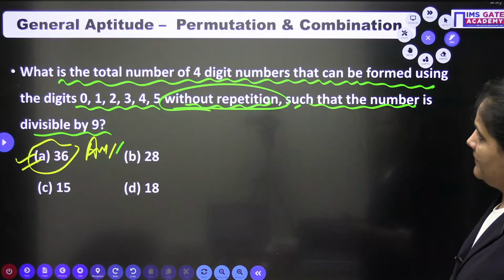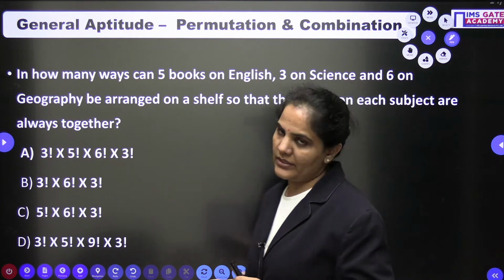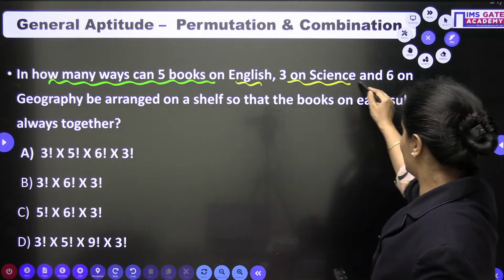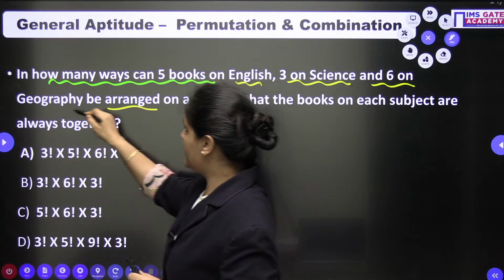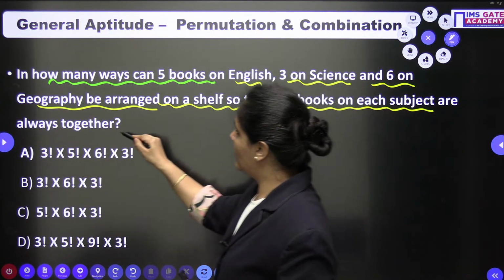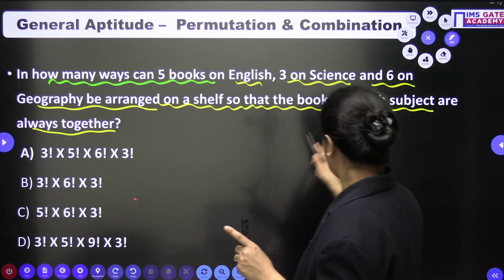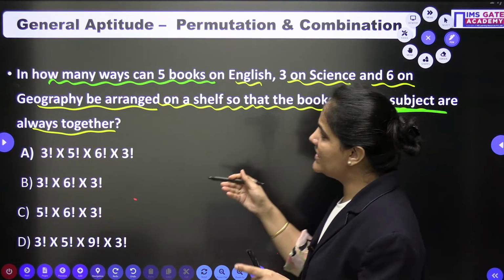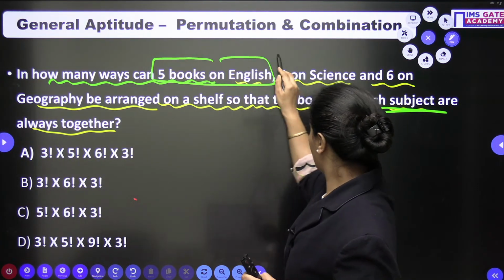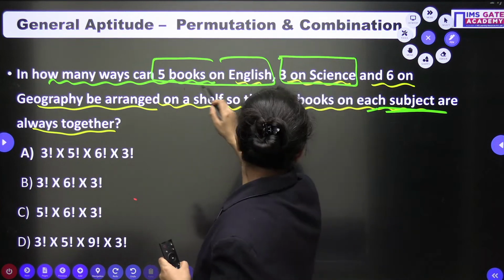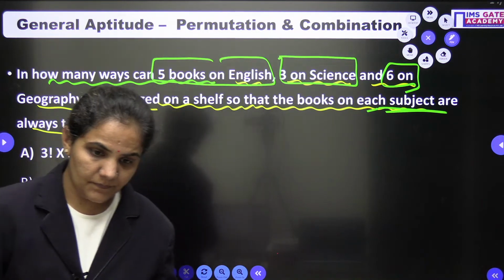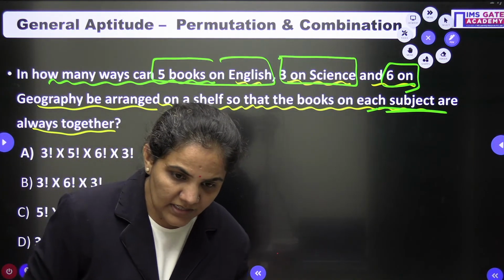Now let's come to the next question. A good question again. In how many ways can 5 books on English, 3 on science and 6 on geography be arranged on a shelf so that the books on each subject are always together? So we have 5 books of English, 3 of science, and 6 of geography. We need to arrange the books.